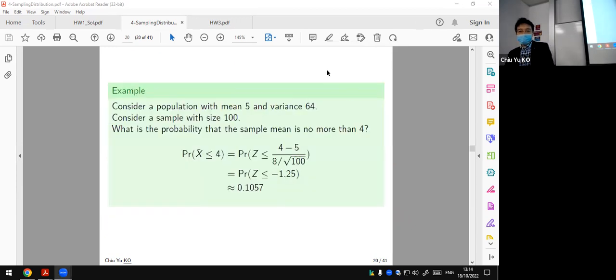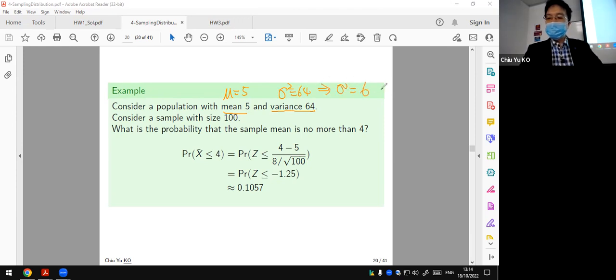Now let me end this first half of our session with an example before the break. This is rather simple, applying the central limit theorem. Here we have the population mean mu of 5 and variance 64. That means sigma is 8, sorry, 8 times 8 is 64, right?